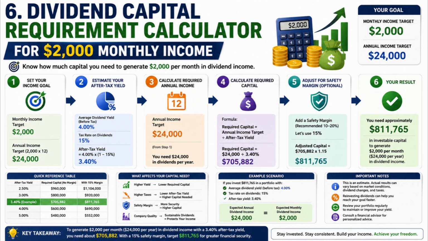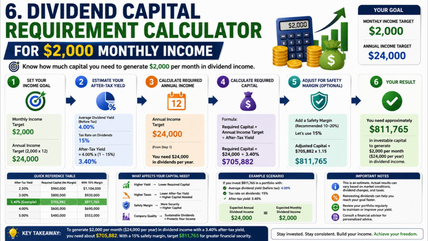Additionally, review the portfolio regularly. Monitor dividend changes, payout ratios, company earnings, sector concentration, portfolio yield, and after-tax income. If the portfolio yield changes, recalculate the capital requirement to determine whether the original income target remains realistic.